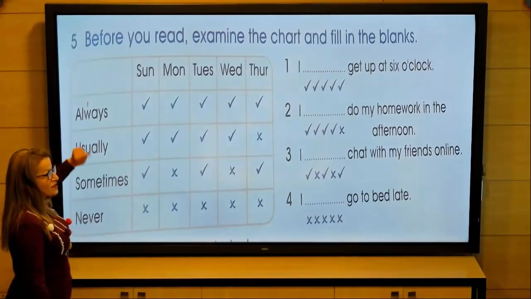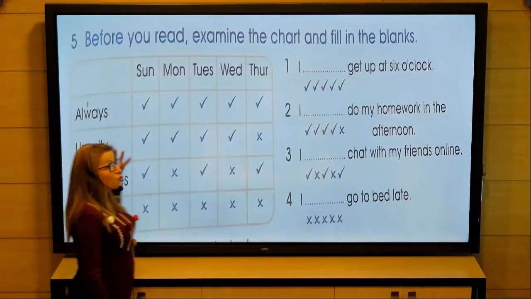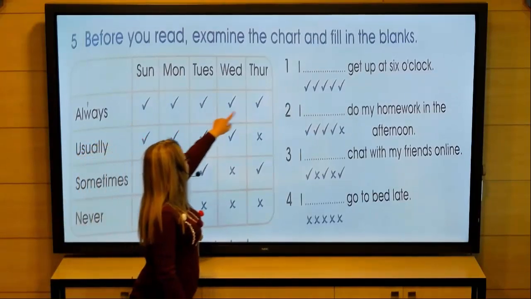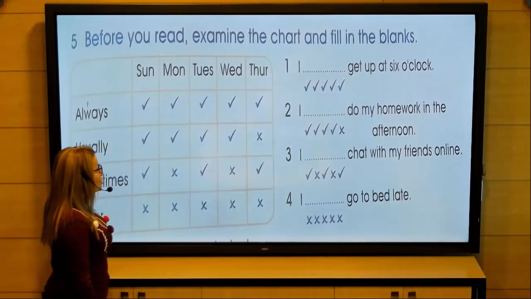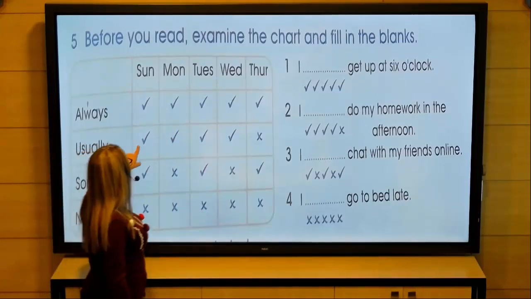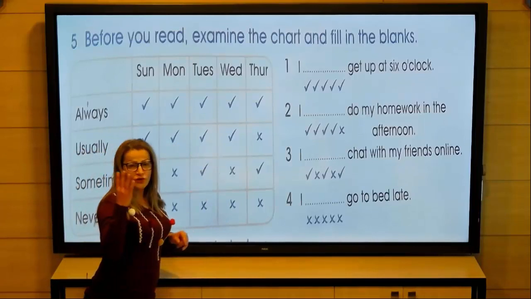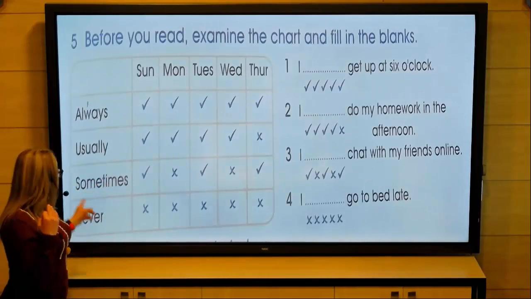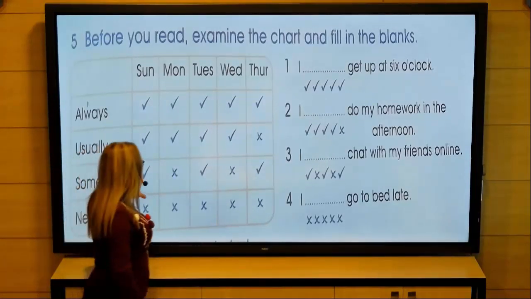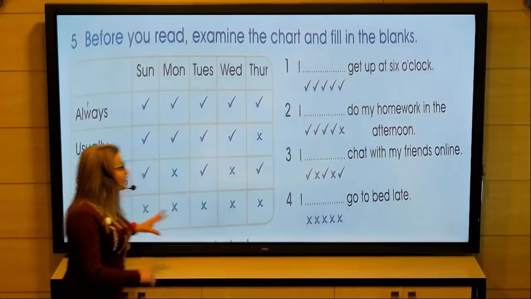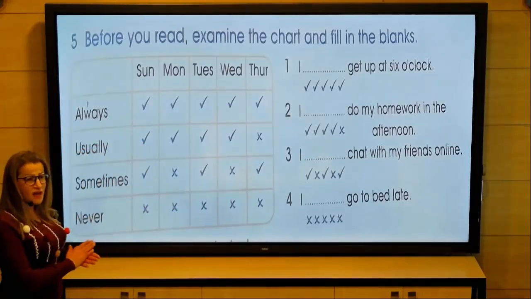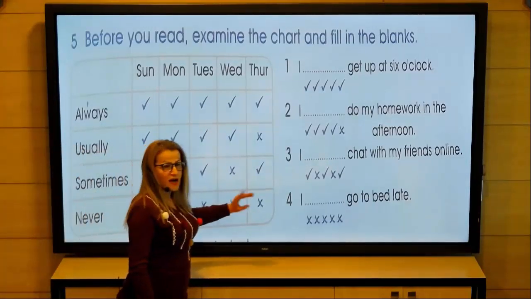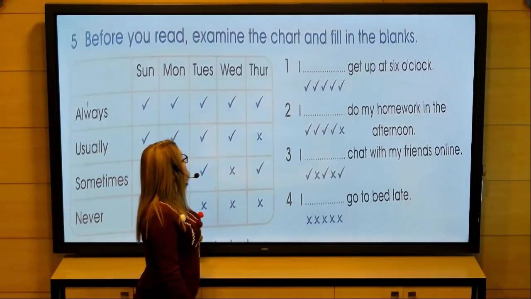Look, always comes 5 times. 1, 2, 3, 4, 5. And usually comes only 4 times: Sunday, Monday, Tuesday, Wednesday. Sometimes comes 3 times. 1, 2, 3. Finally, never. Never doesn't come at any time. Now, let's do examples beside this chart.